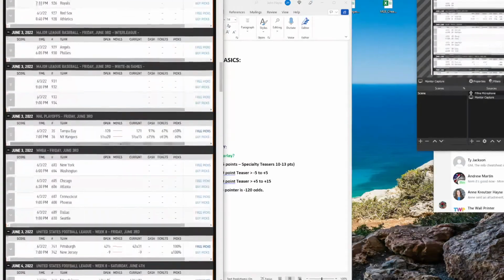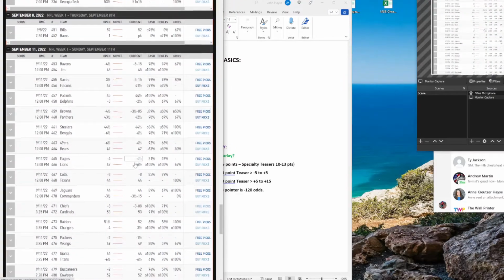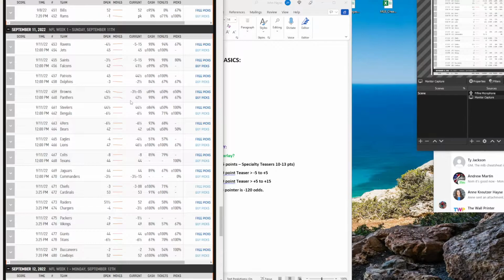So I want to go down here and look at NFL Week 1. Okay, so here's NFL Week 1. Football is basically a lot of spreads. That's the majority of what's bet. So here you can see the Ravens and Jets, and you see this -4.5, -5. So the spread is Ravens at open -4.5, and it's currently -5.